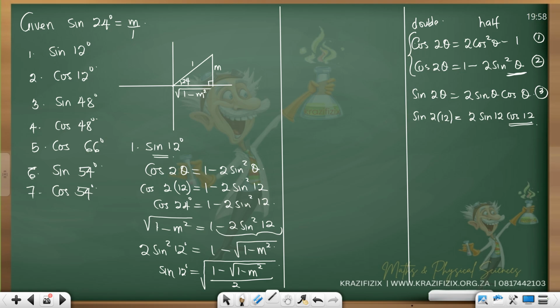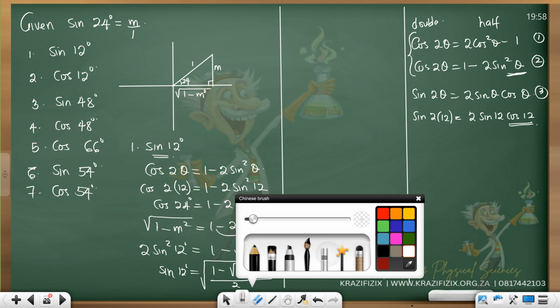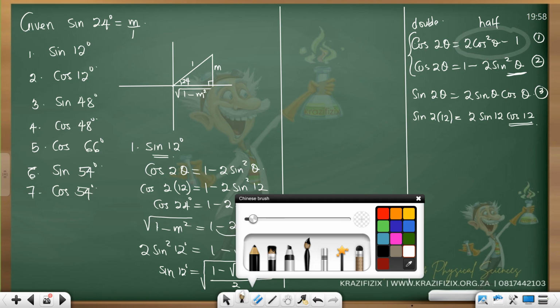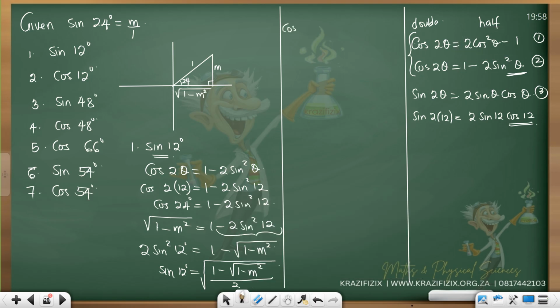Cos 12. Guys, if I'm looking for cos, again, it's half. I am going to those two angles again, but I'm looking for cos. So which one should I use? Makes sense? Look, what do I have? Cos 2 theta is 2 cos squared theta minus 1. Guys, I doubt that they will ask you something like this in the grade 12 paper, term 1. It's very, very rare.